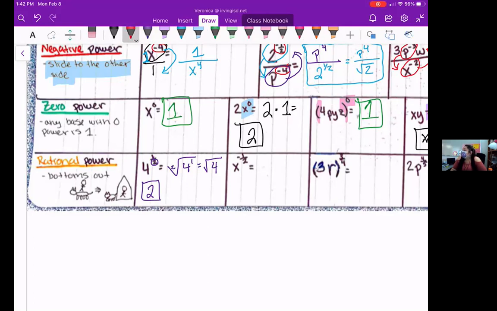What do you think, Danny? Before I convert this into a radical, what should I apply? X to the power of negative 1/2. What law should I apply?